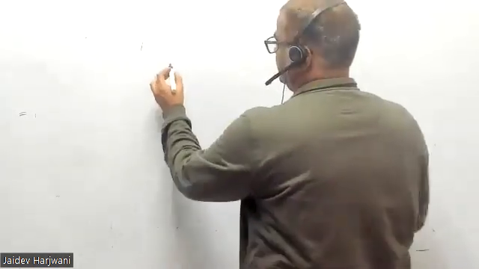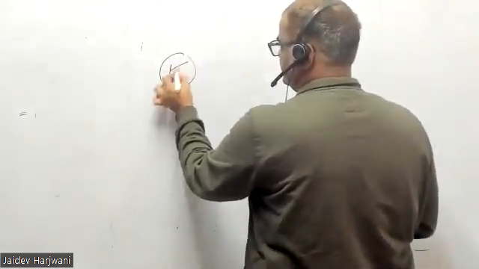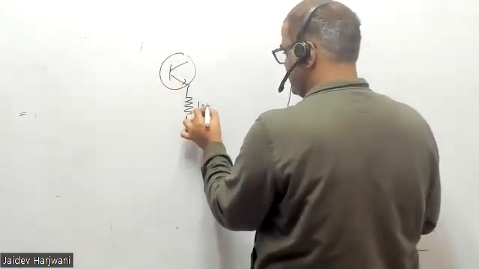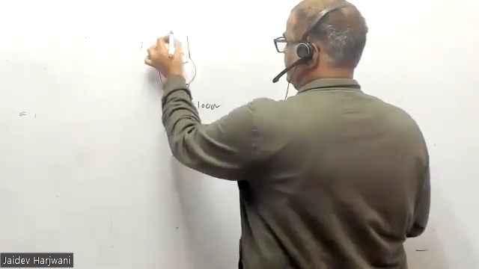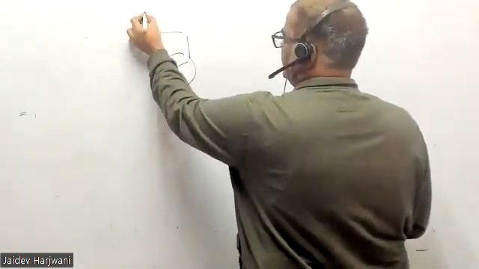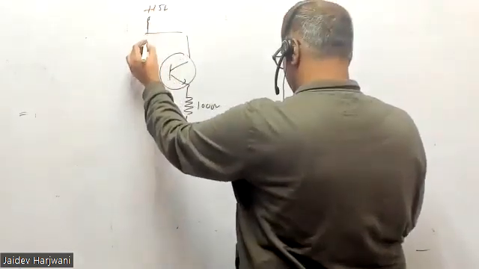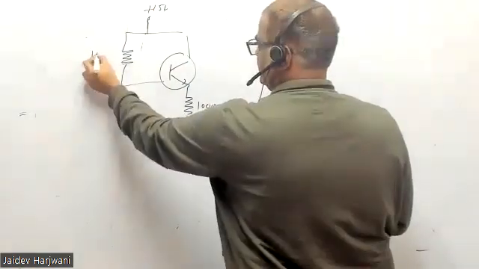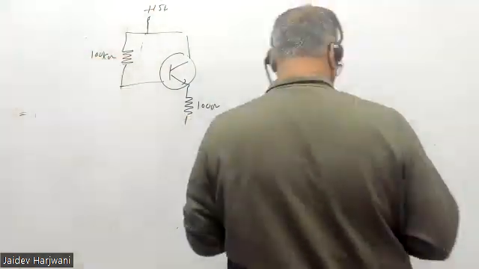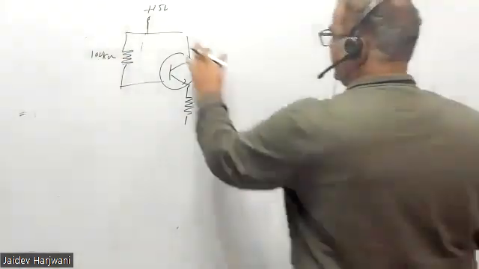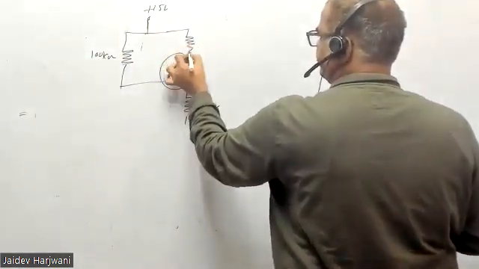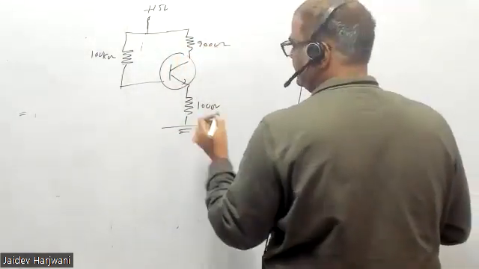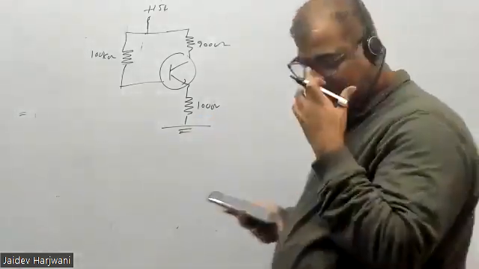You have this transistor, this is your 100 ohm, okay, this is your 15 volt, this is your 100 kilo ohm, okay, and this is 900 ohm, 900 ohm, okay, 100 ohm, and this is this one, okay। so load line का मतलब क्या है?